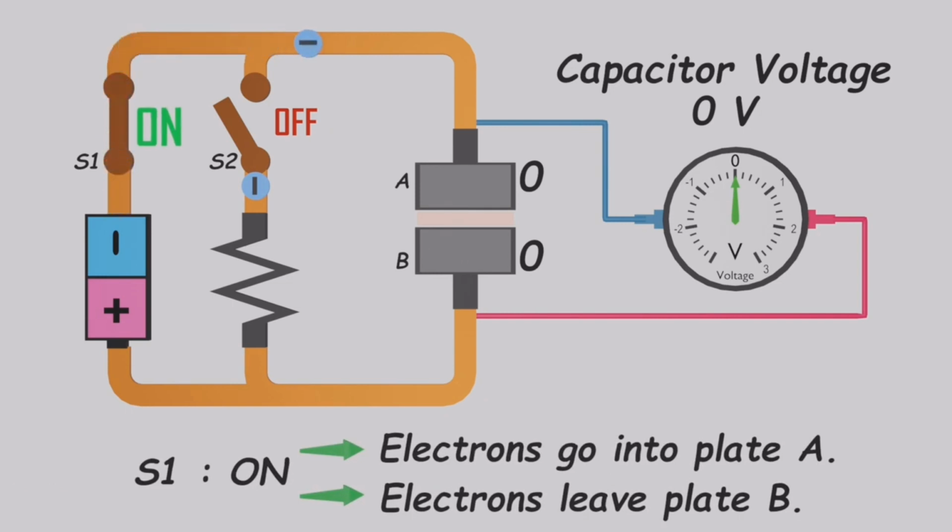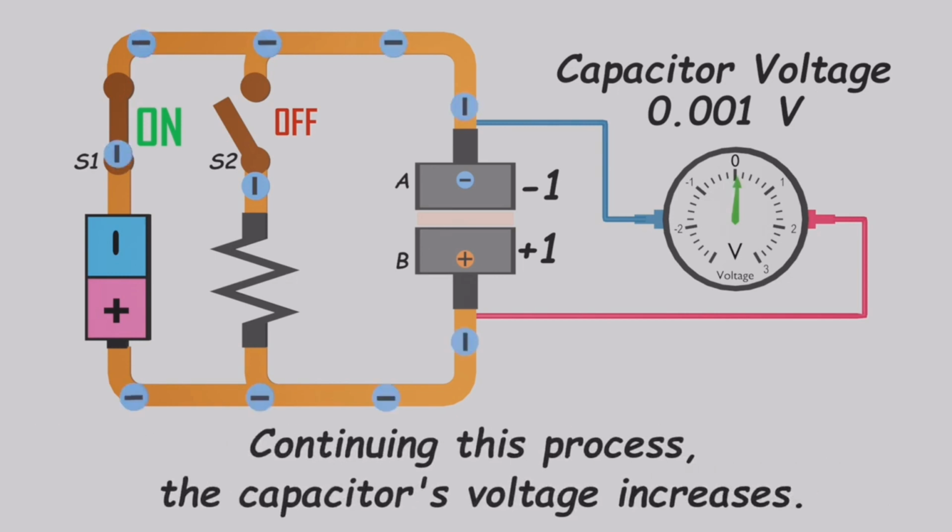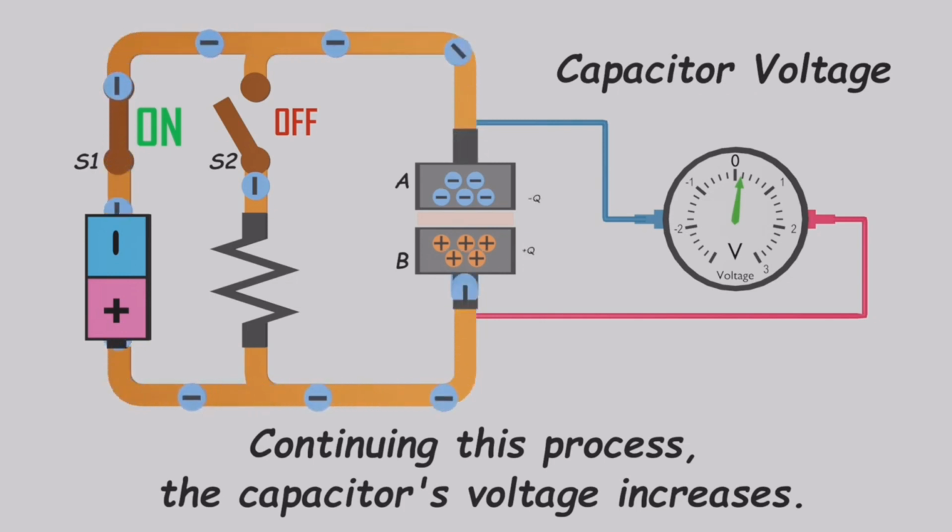When one electron moves to plate A, its charge becomes -1. And another electron leaving plate B brings its total charge to +1. This slight difference in charge causes an increase in the capacitor's voltage. Continuing this process alters the total charge on both plates, consequently increasing the capacitor's voltage.